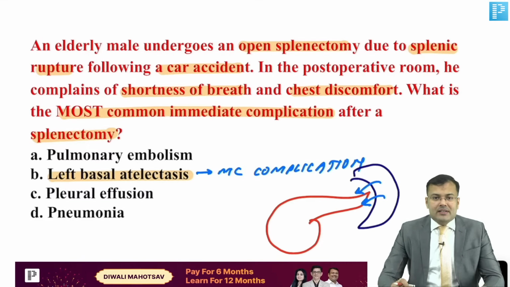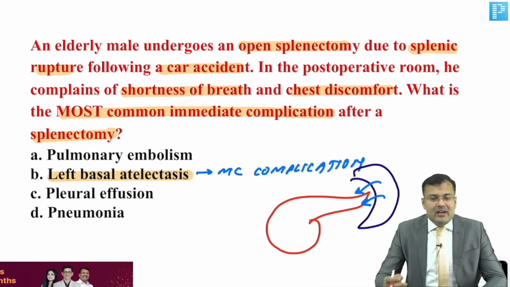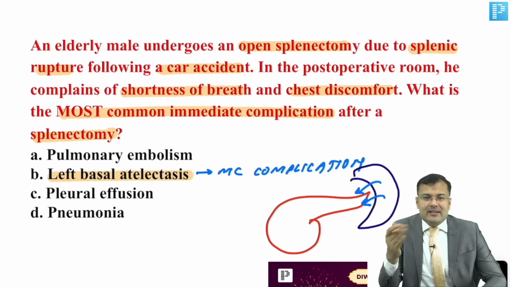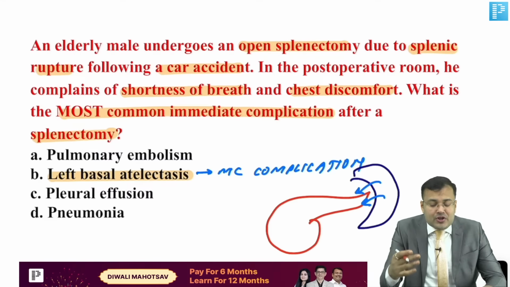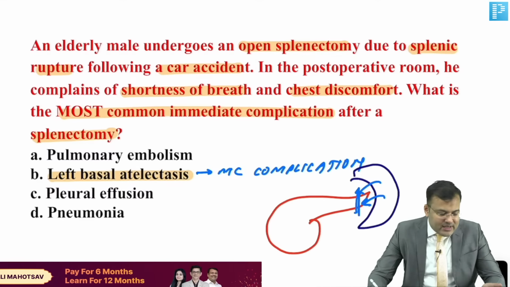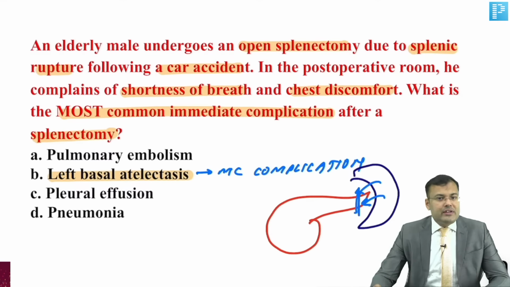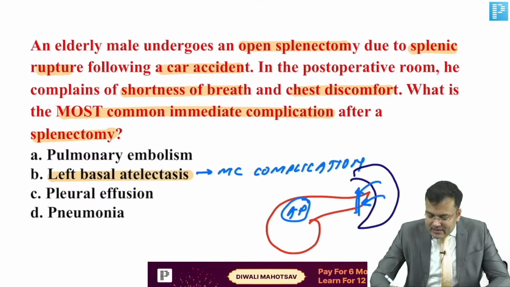So, what happens first? These patients are going to develop acute pancreatitis. Most common pancreas related complication, it is acute pancreatitis. If a question is asked like this, that which part of pancreas is damaged, it is the tail, because tail is in close relation. Clear? So, it is acute pancreatitis, that is most common pancreas related complication.